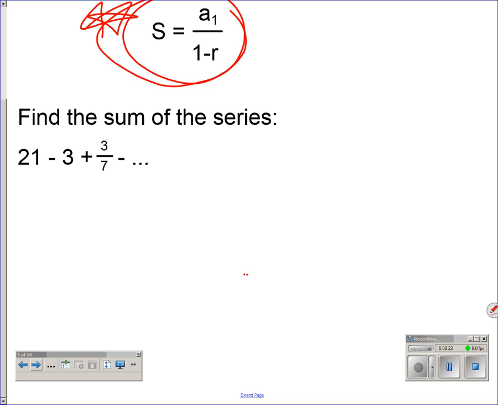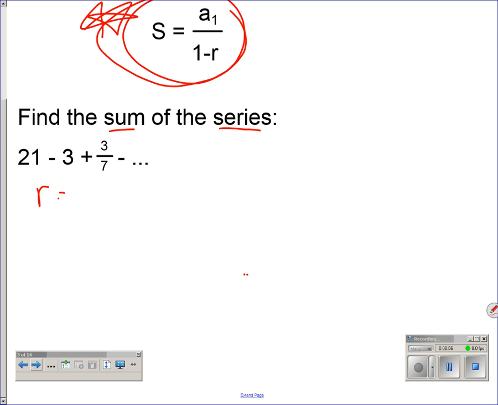Okay, so let's find the sum of the series. This is how I'm going to do it exactly on your test. I'm just going to give you a list of numbers, and I'm not telling you it's infinite. The ... right here means that it's infinite. It just means it's going on forever. If it's going on forever, there's only one way you can find that sum, and it's if your rate is between -1 and 1. If it's not, you say it does not exist, because the numbers are getting infinitely bigger, and you can't find the sum.